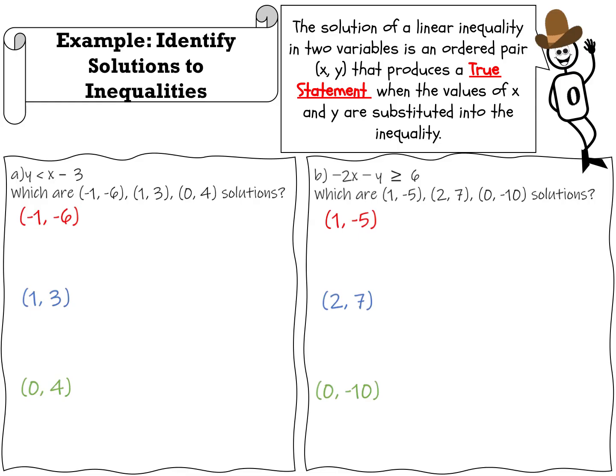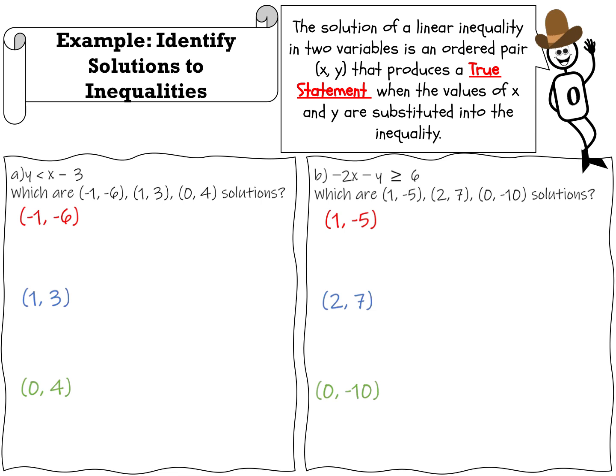First, we have to understand what makes a solution to a linear inequality in two variables. This would be any ordered pair that you put into the function and it creates a true statement when the variables of x and y are substituted into that inequality. So for these first examples, we're going to see if these are true points.